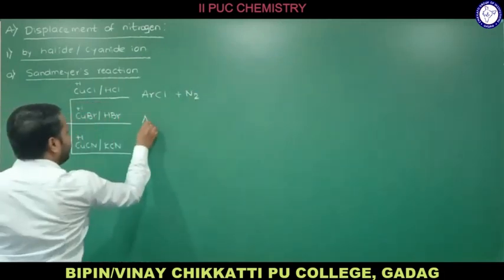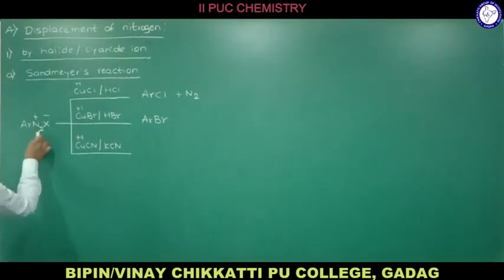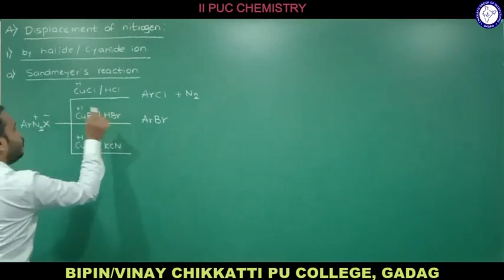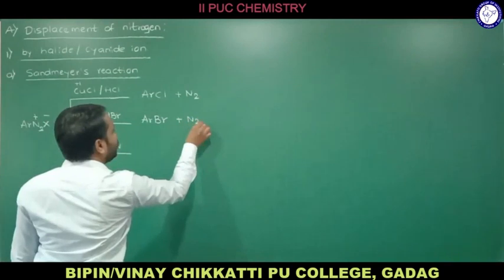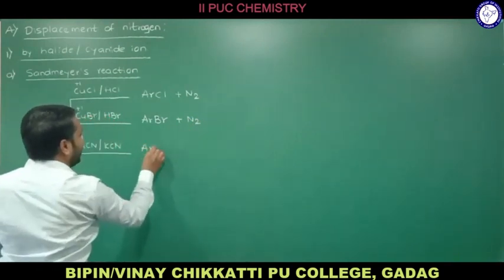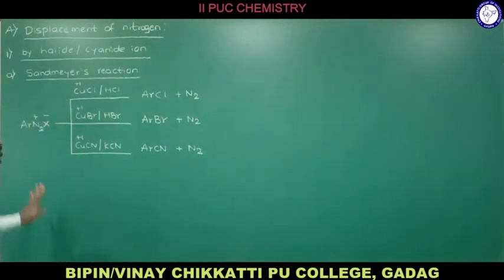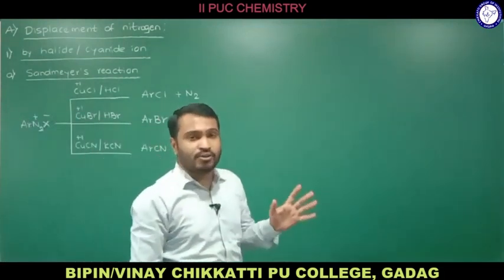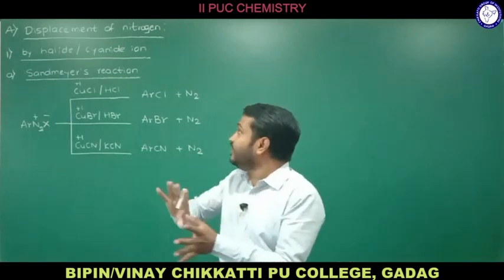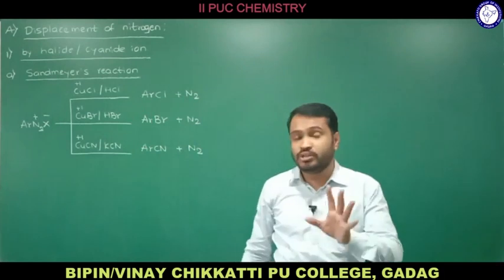In the second case, we are going to get ArBr. Just observe here, nitrogen is going to be replaced by the nucleophile Br minus. Therefore we get ArBr, and here again we get ArCN, and nitrogen gas is released. So in all these cases, nitrogen is replaced by either a halide ion like Cl minus or Br minus, and one more is CN minus, that is the cyanide ion. In all three cases, nitrogen gas is released.